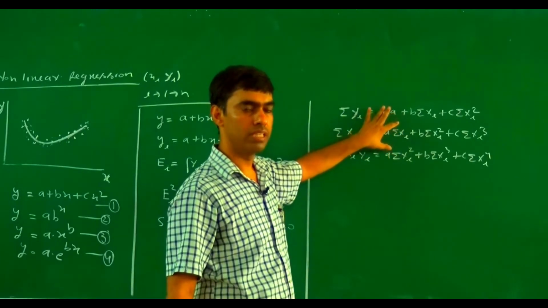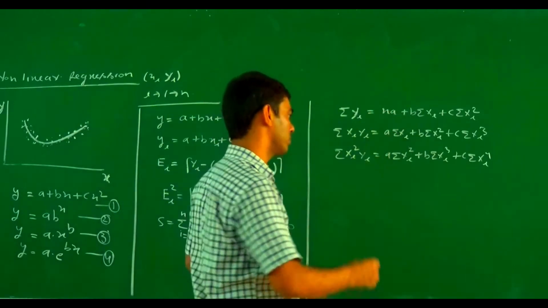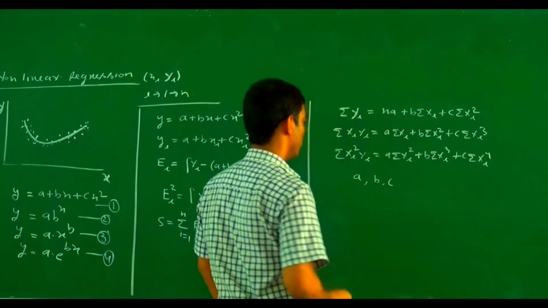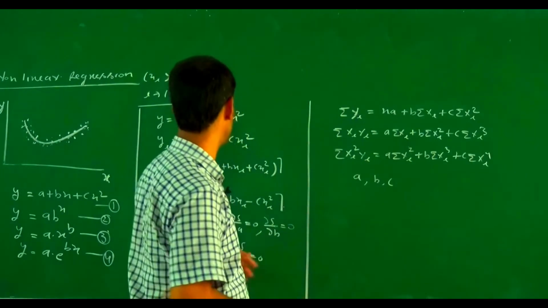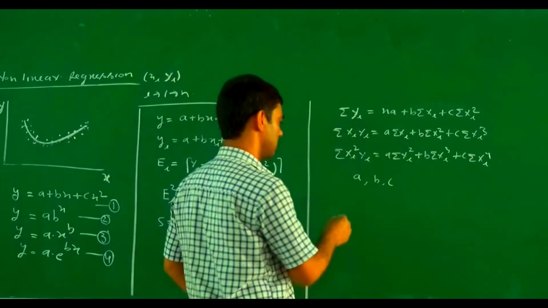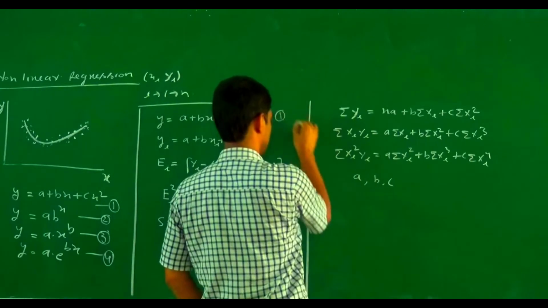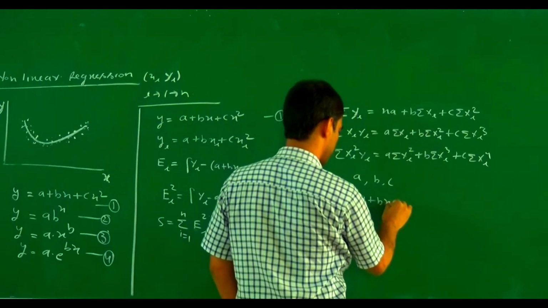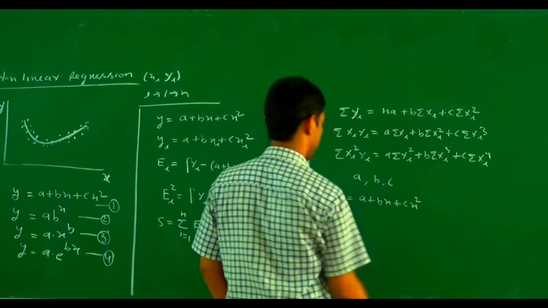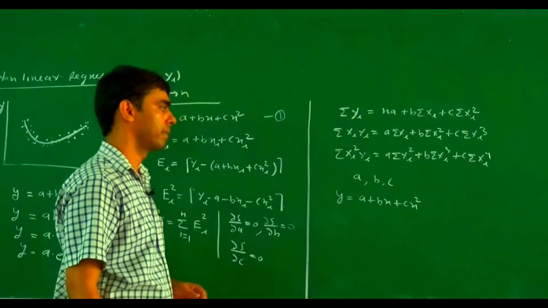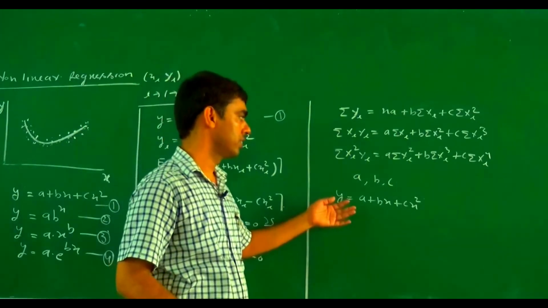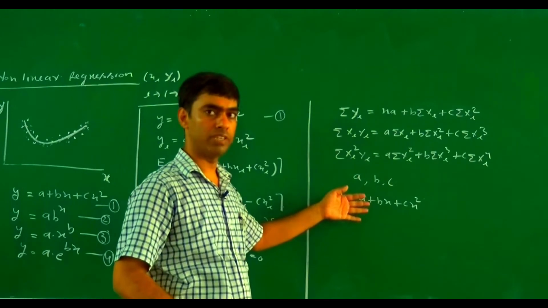After solving the 3 unknowns and 3 equations, we find the values of a, b and c. Once we find the values of a, b and c, we put them here in this equation. Then we find the desired form, a plus bx plus cx square, the desired form of a nonlinear regression equation. Also this is a curve fitting of a polynomial of degree 2.